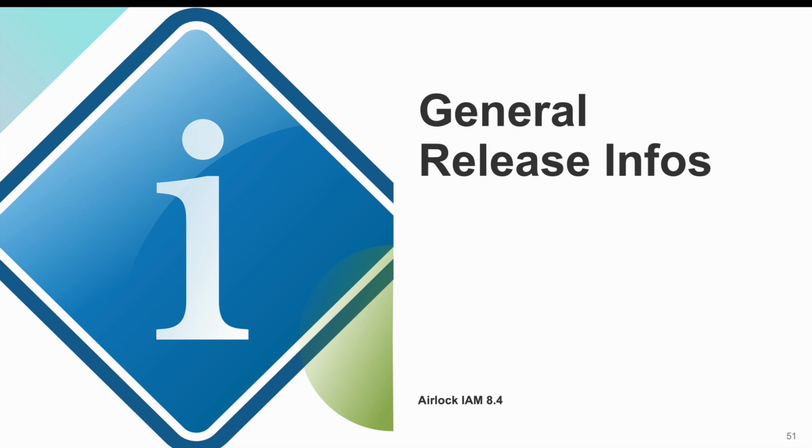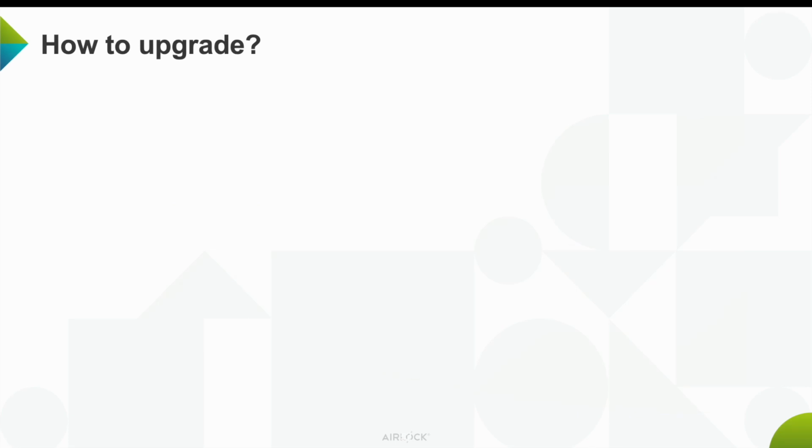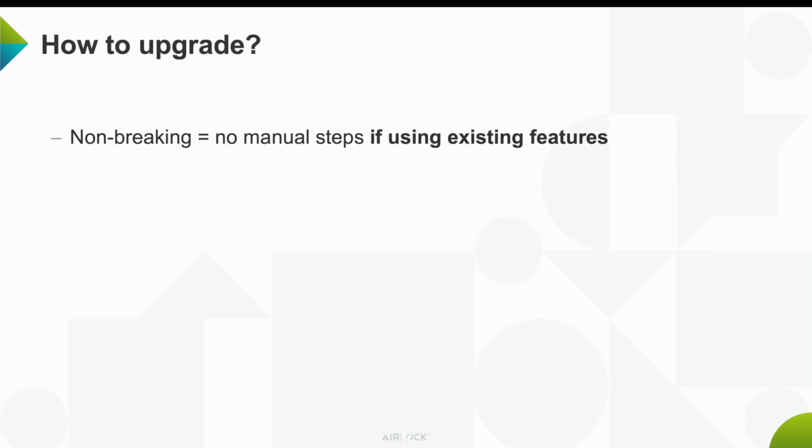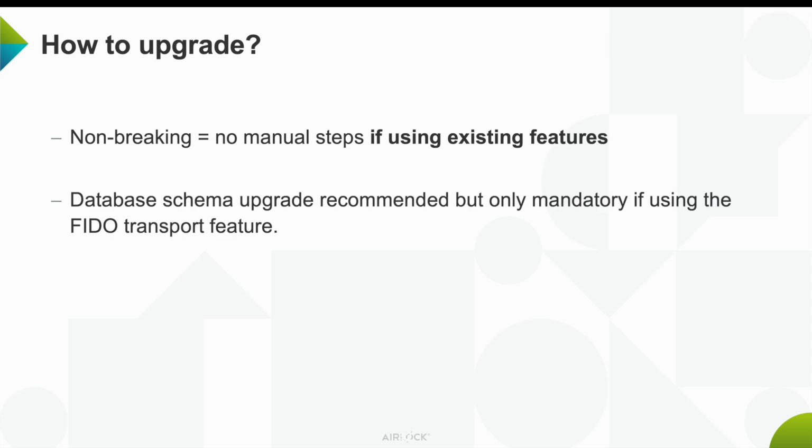Last but not least, let me give you some general release information. So when upgrading from 8.4 or an earlier 8.x version, you don't have to do any manual steps if using existing features. If using the FIDO transport persistence feature, you have to update the database schema. It is recommended to update it anyway, but it's only mandatory if using this feature.